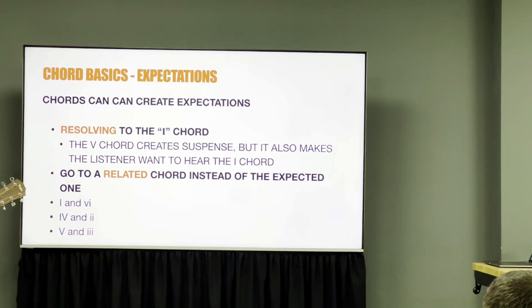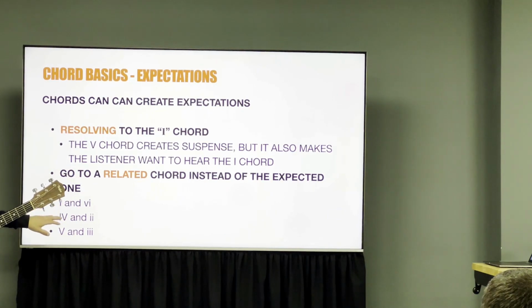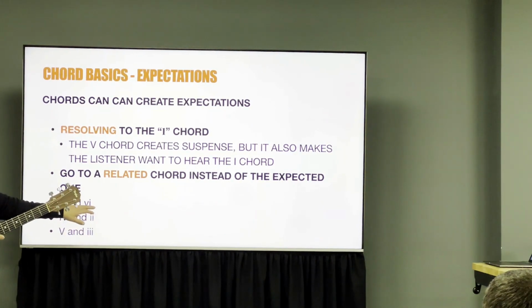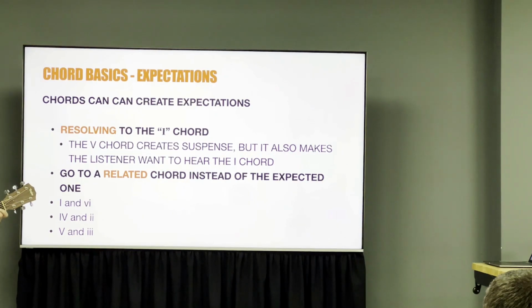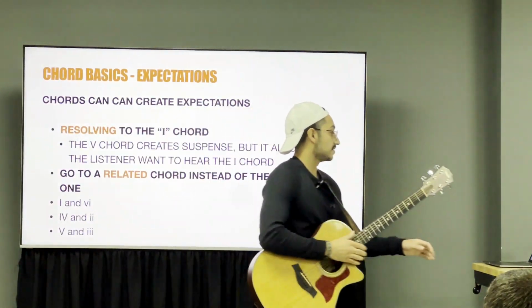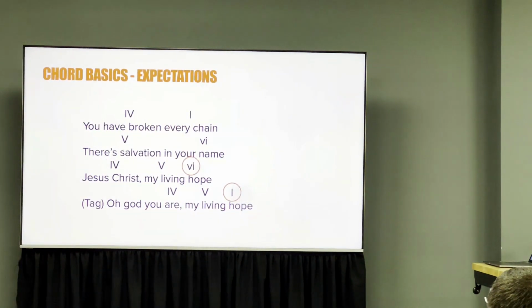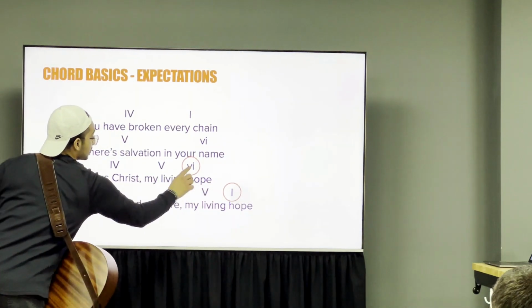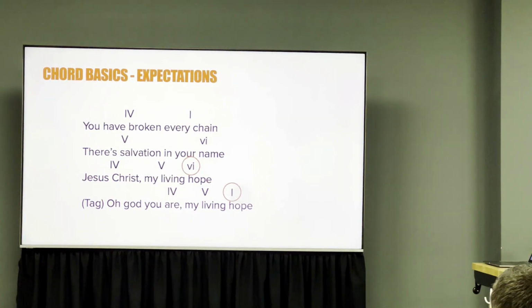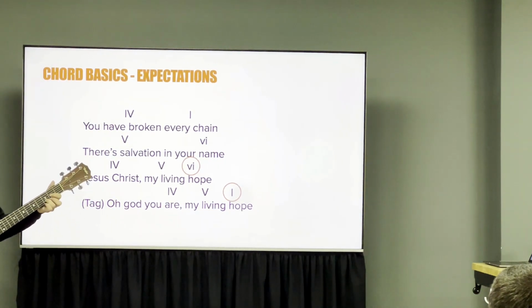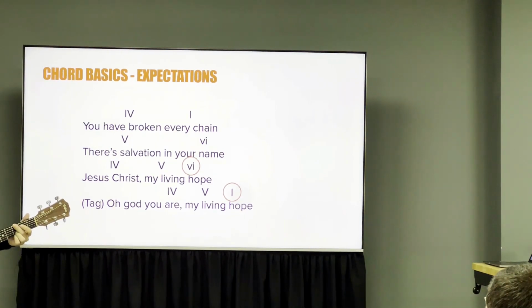So they'll still generate the tension or the feeling that you want, but make it more interesting because it's sad. It's not happy. So the most common way this is done is when you do a little bait and switch and go, "Jesus Christ, my living, not hope." No, they switch the 1 for the 6. "Jesus Christ, my living hope. Oh God, you are my living hope."